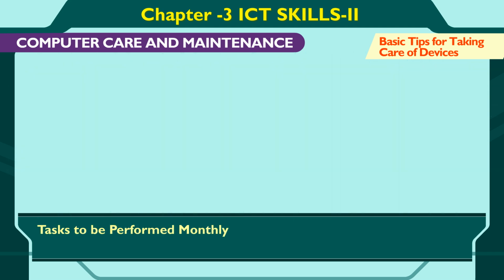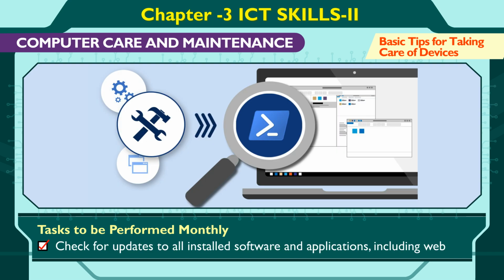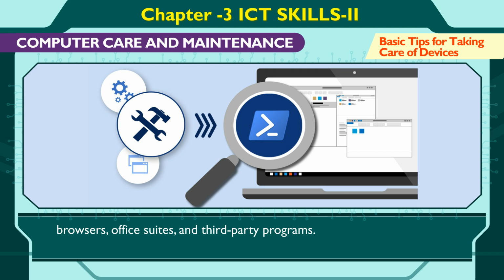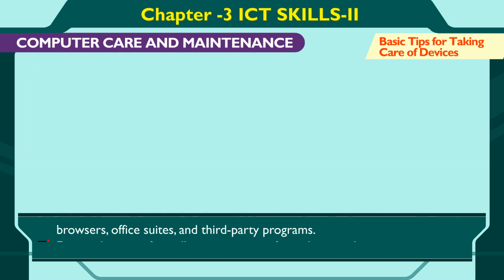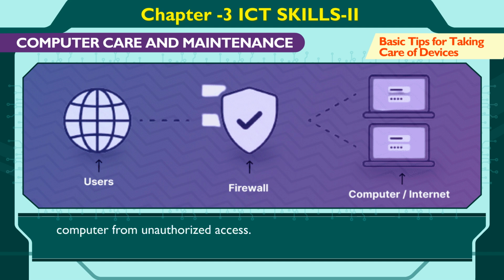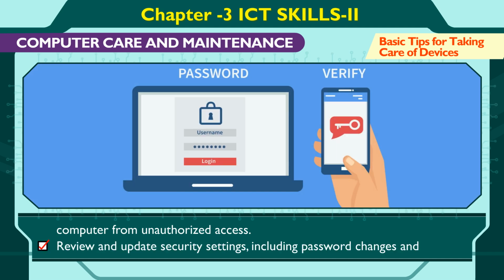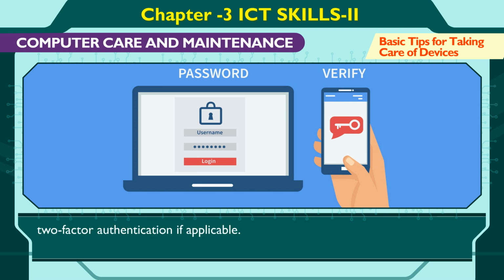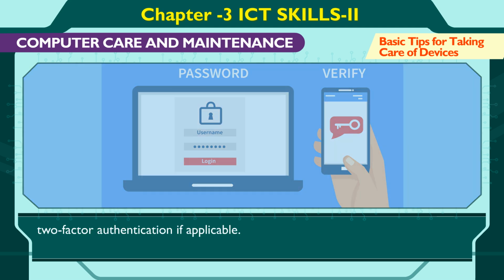Tasks to be performed monthly. Check for updates to all installed software and applications, including web browsers, Office suites, and third-party programs. Ensure that your firewall settings are configured correctly to protect your computer from unauthorized access. Review and update security settings, including password changes and two-factor authentication if applicable.